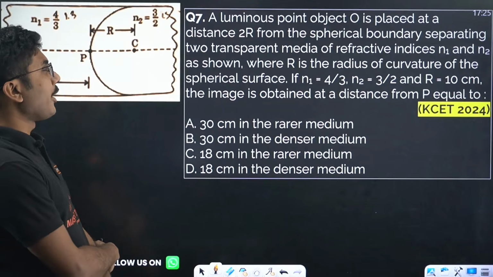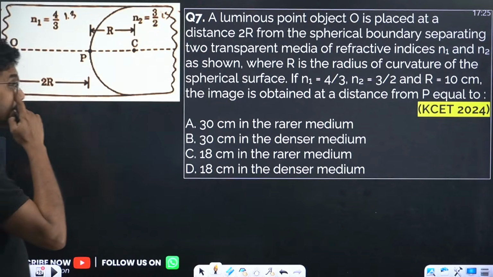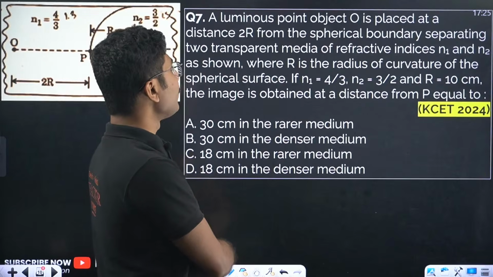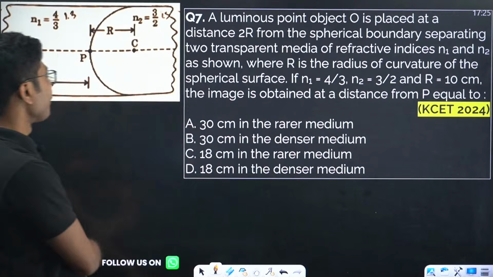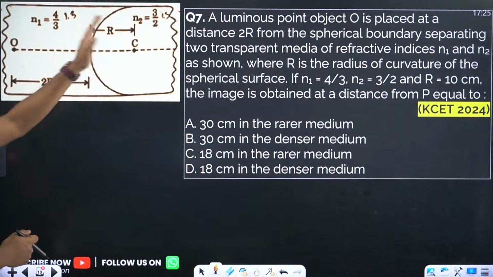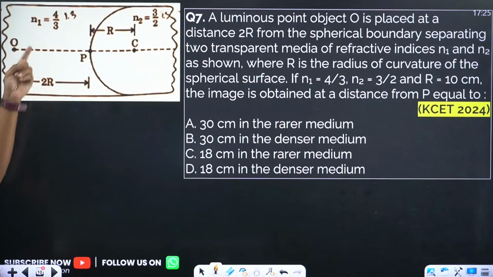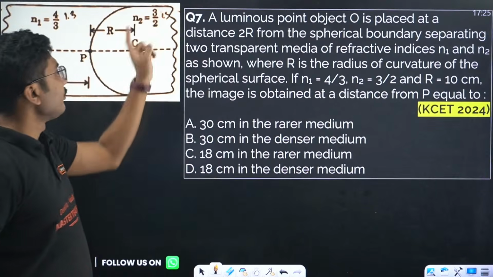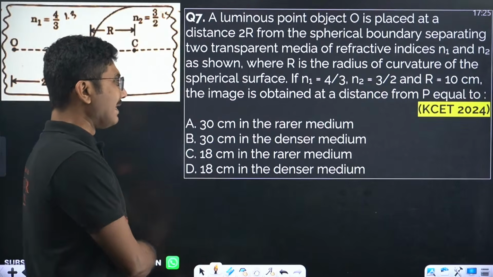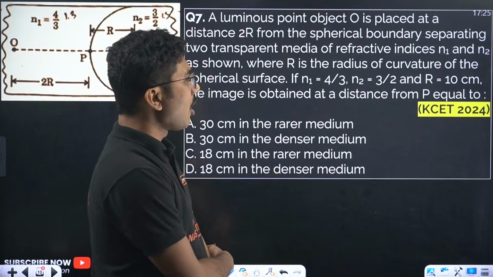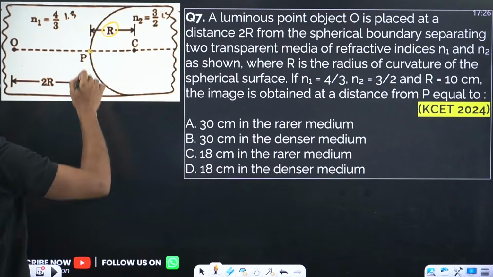Okay, now let's see. A luminous point object O is placed at a distance 2r from the spherical surface separating two transparent media of refractive indices N1 and N2 as shown. So here we have two mediums N1 and N2, separated by a surface, and the radius of curvature is r. The object distance is 2r, N1 is 4/3 and N2 is 3/2. If r equals 10 centimeter, the image is obtained at what distance from P?